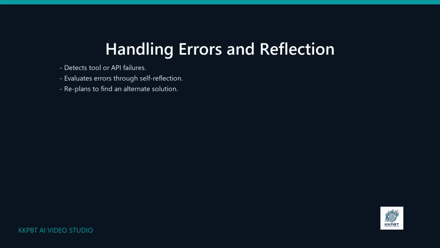What happens if a tool fails or an API goes down? A standard program might just crash, but an agent flow includes error handling and reflection. If an action fails, the agent stops, evaluates what went wrong, and tries a different approach. This ability to replan makes AI agents incredibly resilient when facing unexpected real-world problems.